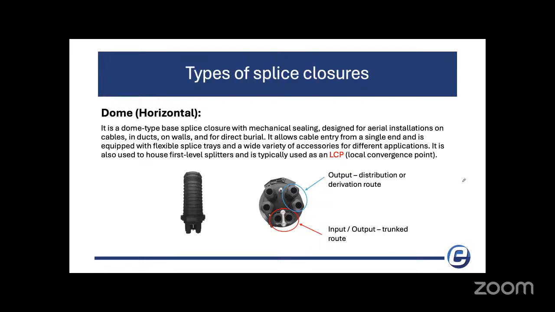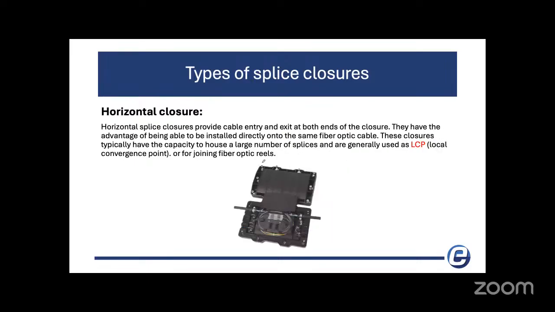So there are certain types of fiber splicing closures. You have a dome where the inputs are below, you can enter the trunk route through the bottom and just do your connections here and then go through them. So this is usually a local convergence point. It's like the first level of the splitters before you get to the houses, and you also have horizontal enclosures.